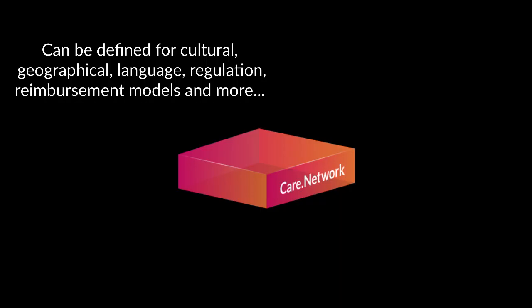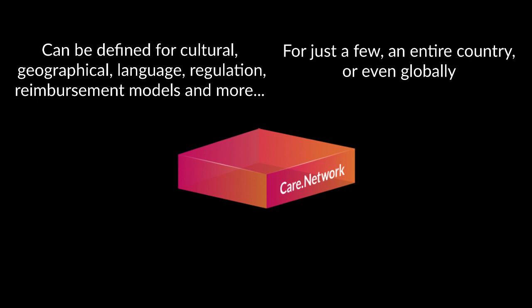Care networks are effectively a model of communication that emulates the real-world relationships in a digital world, but much more effectively. Care networks can be defined for cultural, geographical, language, and regulation, and even reimbursement models. You can design a care network for the needs of a population around a disease, or you can build a care network around the needs of the population around a payment system. And care networks can be built by small hospitals or even a single physician with a small practice, to gigantic multi-hospital networks, and even at a country level.